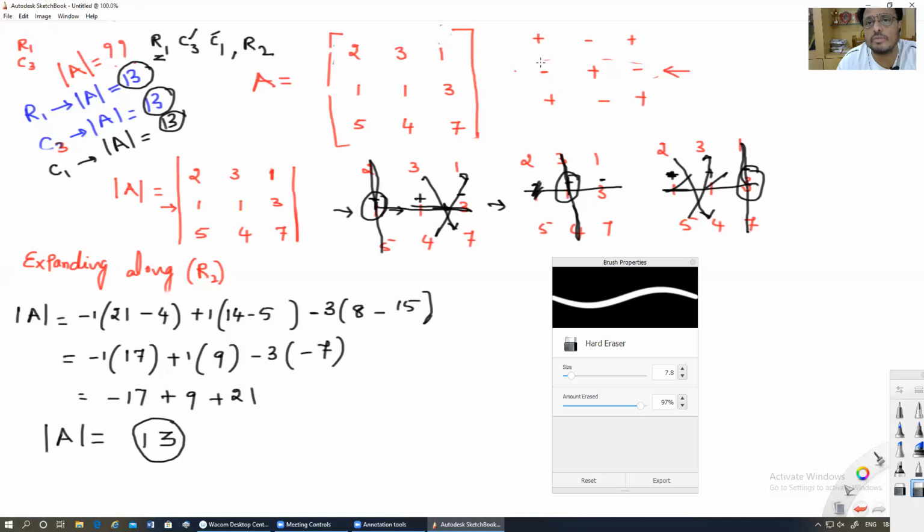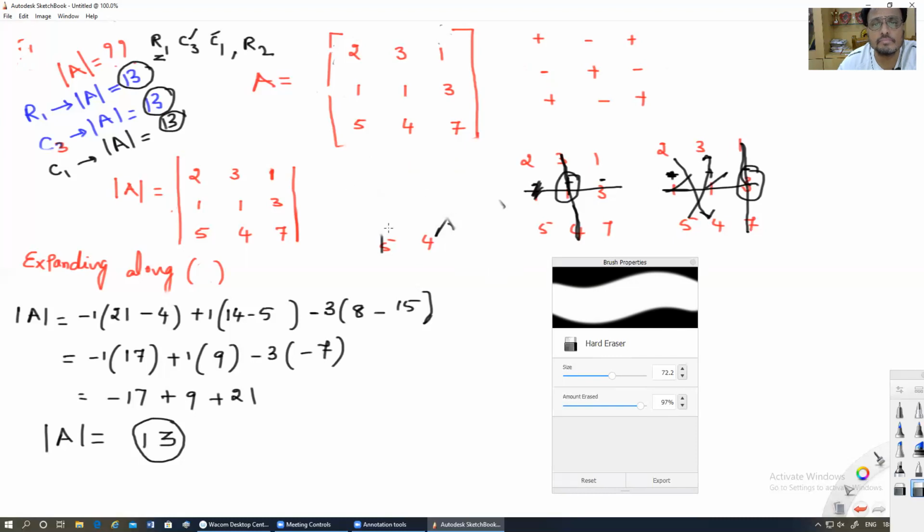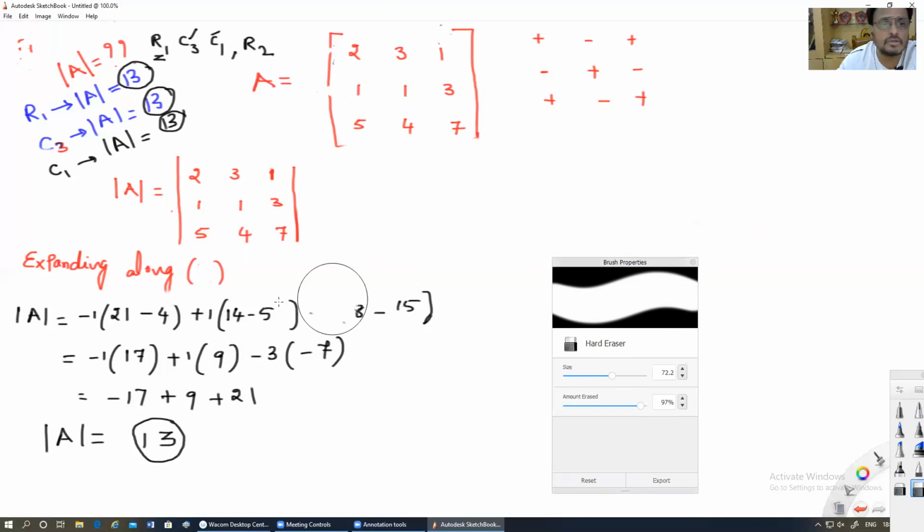First, well in advance, you write down the signs so that it will be helpful for you. Plus, minus, plus, minus, plus, minus, plus, this is. Now column 2 we have decided. So we have decided to work on column 2 now. So expanding along column 2. Now look at here. Last column 2, then you'll come to know.